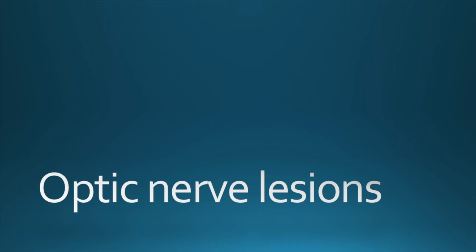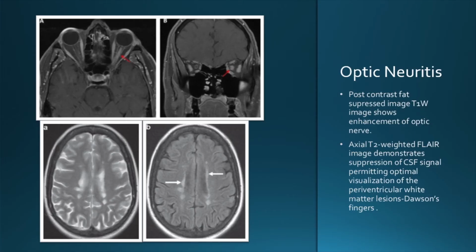Optic nerve lesions. In optic neuritis, MRI is the investigation of choice to make the diagnosis of retrobulbar optic neuritis, which will show post contrast enhancement of the optic nerve. Here, the left optic nerve enhancement is seen compared to the right optic nerve post contrast, and also to evaluate the demyelinating lesions in the brain. T2 weighted FLAIR images suppressing the CSF signals will show finger like periventricular demyelinating lesions in optic neuritis.